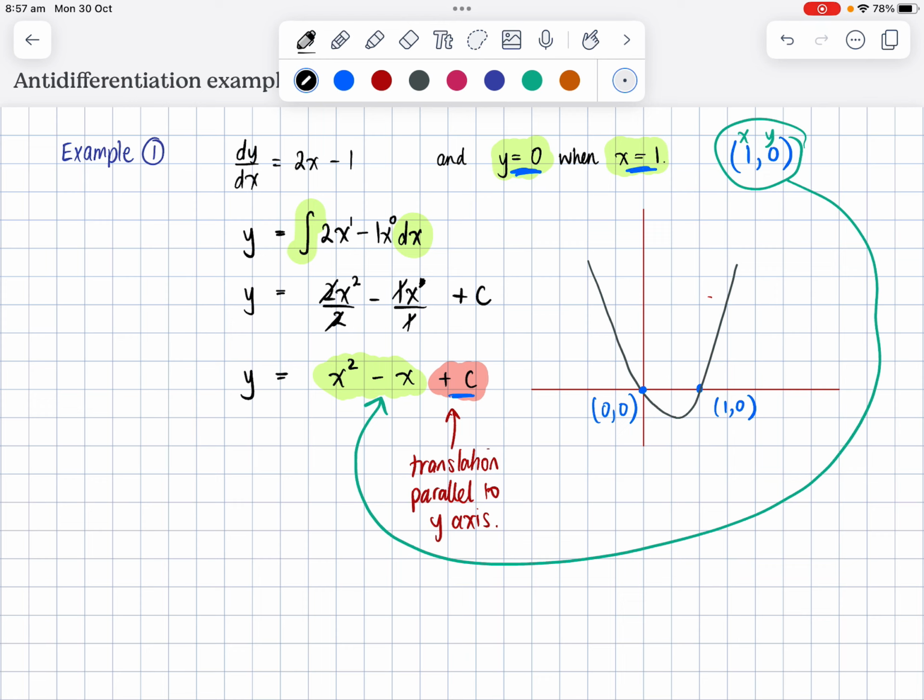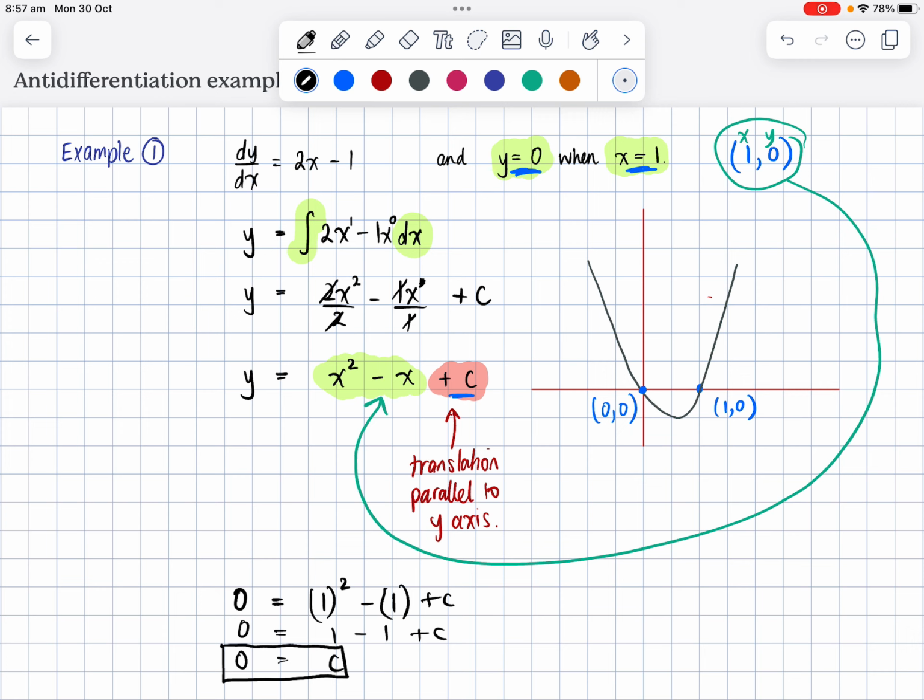When I substitute them into my equation, I end up with 0 equals 1 squared minus 1 plus c, which gives me 1 minus 1 plus c, which gives me c equals 0. So I've actually found out the value of c.